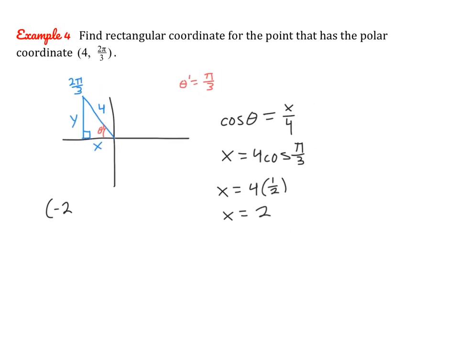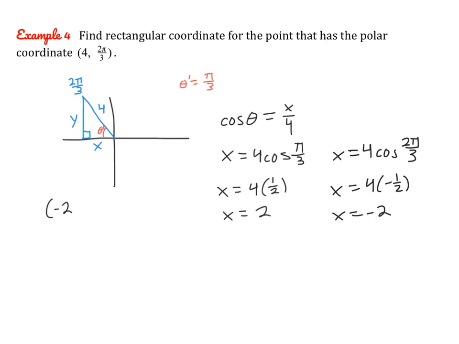Alternatively, instead of drawing a picture and using the reference angle, we could actually use the original angle for cosine of 2 pi over 3, and then it will adjust for the negative for you. But again, it just depends on whether you want to think of it as a picture, or you actually want to use the full angle rather than the reference angle.